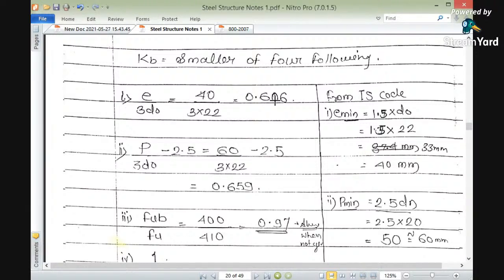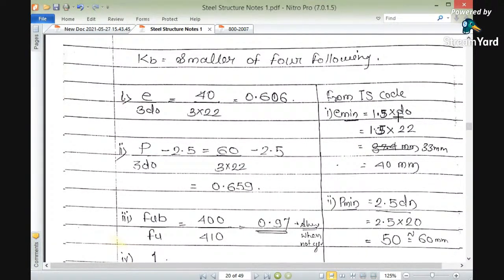How to find out e? e minimum is 1.5 times d0. It comes to be 33. We are taking it as 40. So what is the minimum pitch value? Minimum edge distance as per IS code is 1.5 times d0.